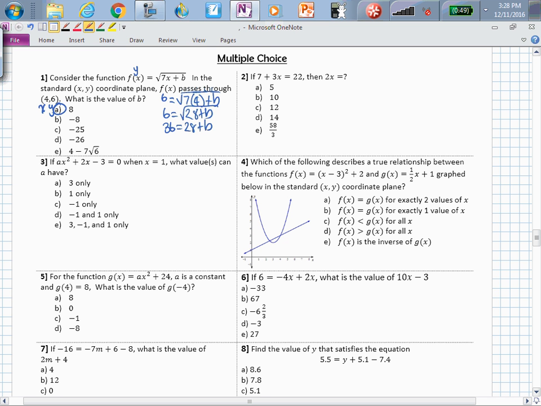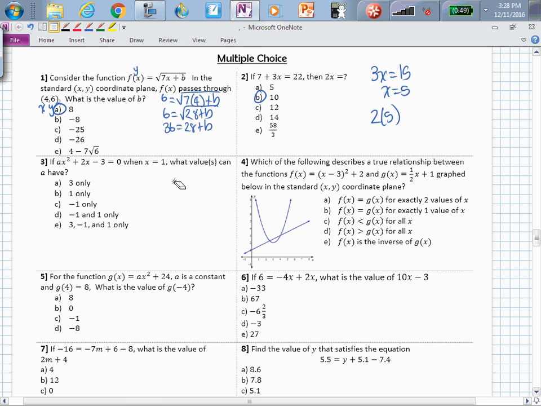Number 2. 7 plus 3x equals 22, find 2x. So we just basically have to solve. It's going to be 3x equals 22 minus 7, which is 15, x equals 5. And all we do here is just 2 times 5. That's 10. Be careful because 5 is an answer. Don't assume because you've got your x that that's your answer.